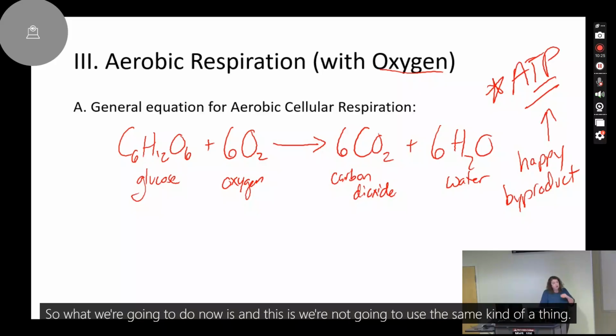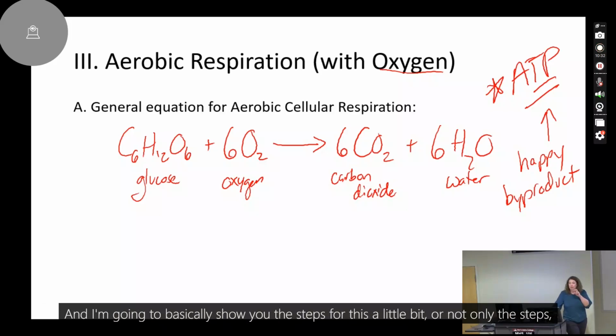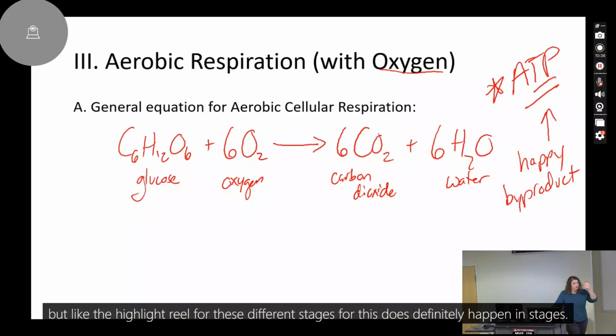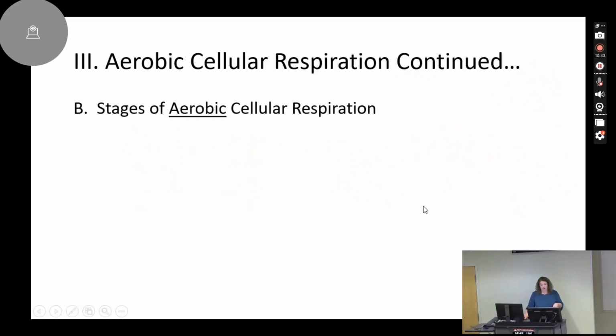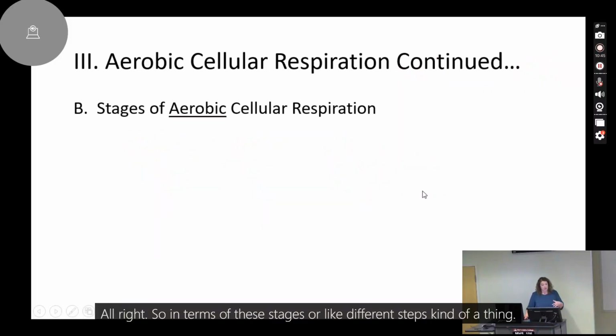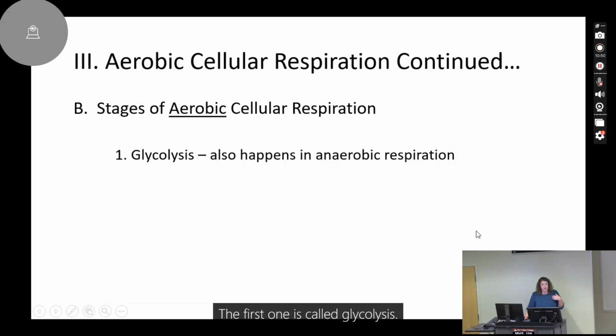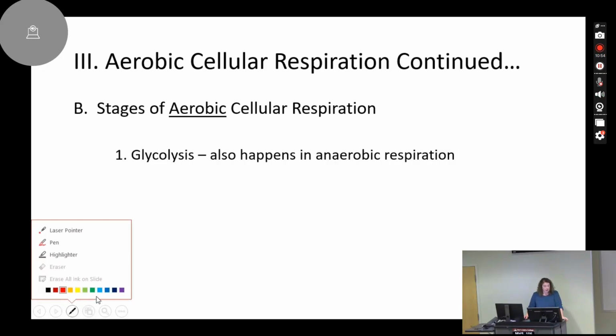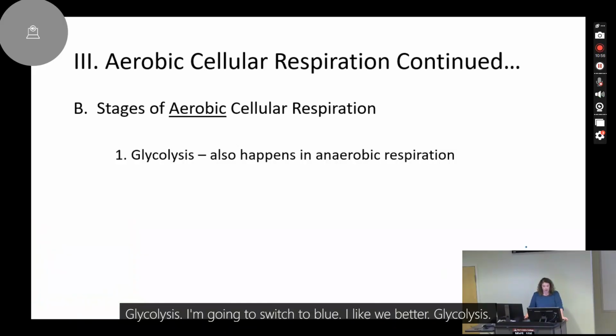So what we're going to do now, and we're not going to do the Z-scheme kind of thing, is show you the highlight reel for these different stages, but this does definitely happen in stages. All right. So the first one is called glycolysis. Glycolysis. I'm going to switch to blue. I like blue better.